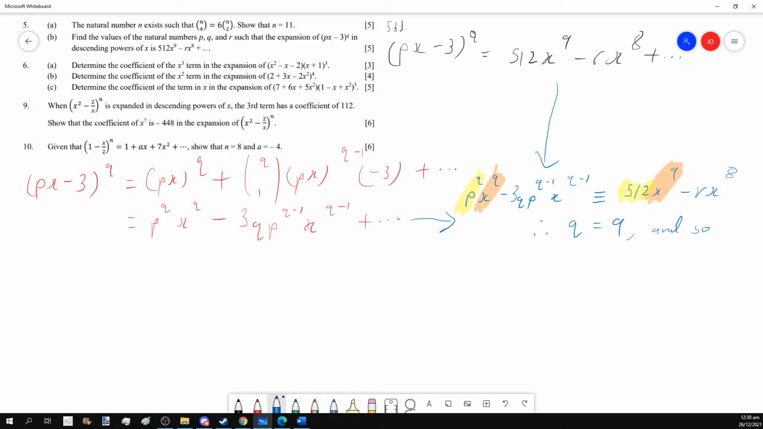And so p to the power of q, which is 9, will be equal to 512. But 512 here is equal to 2 to the power of 9. And as we learned in the previous video, this will just allow us to compare the bases. P equals 2.